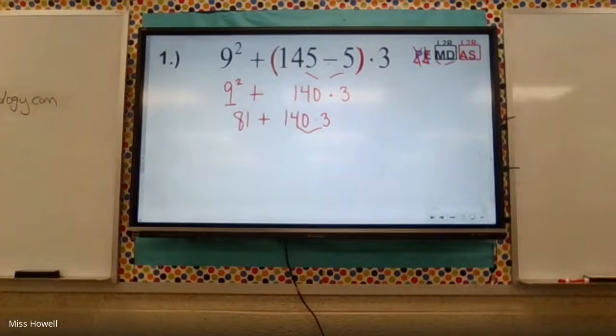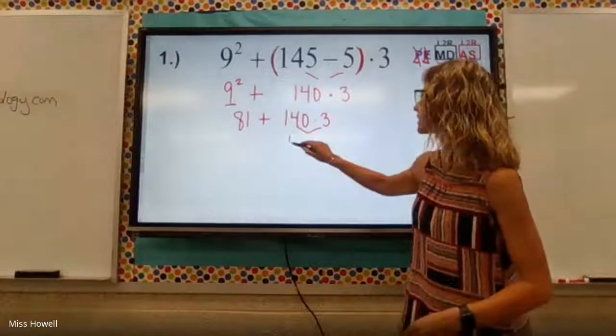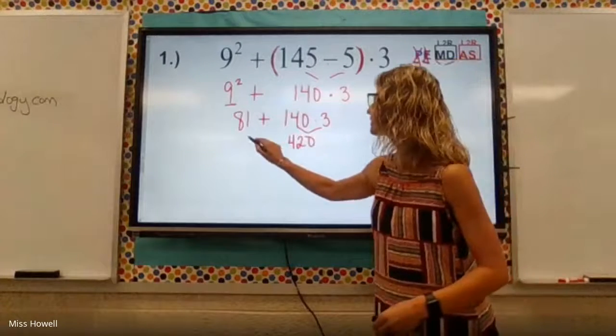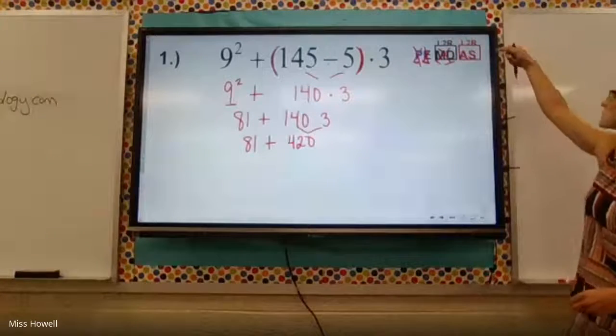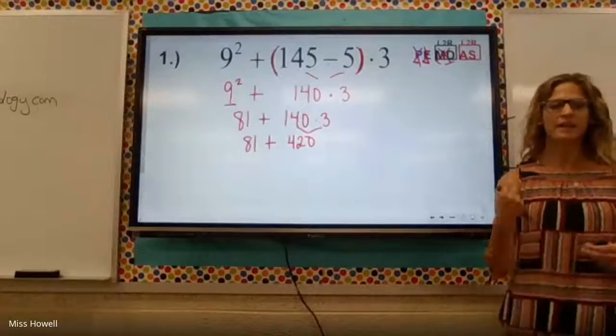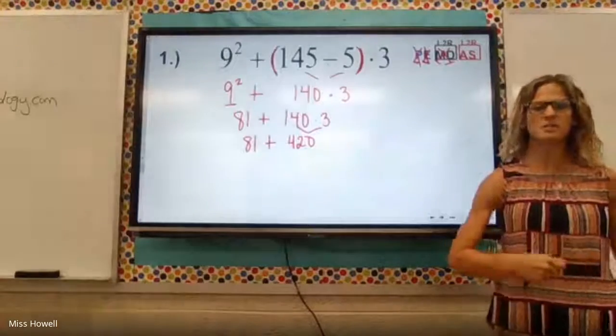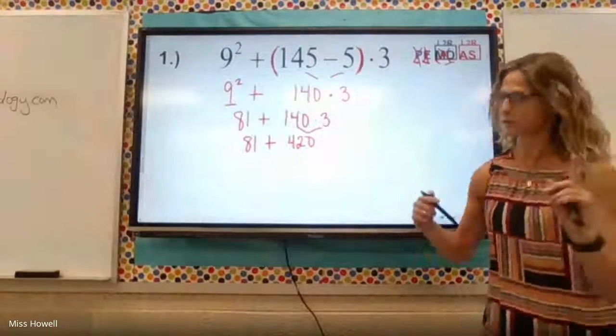Bring everything else down unchanged. We're doing the 140 times 3, and we should get a 420. So we now have 81 plus 420. All right, no more multiplication or division. We're left with one last addition. Again, if we have multiple additions and subtractions at this point, we'd work through them from left to right, so be careful there.